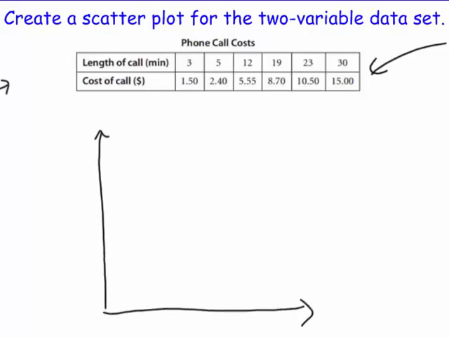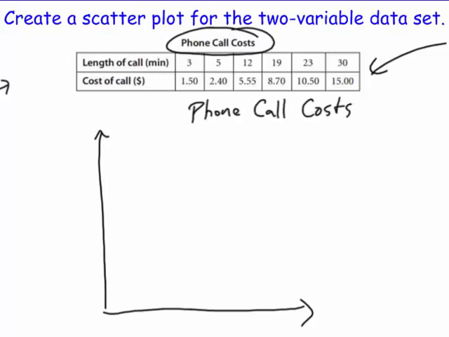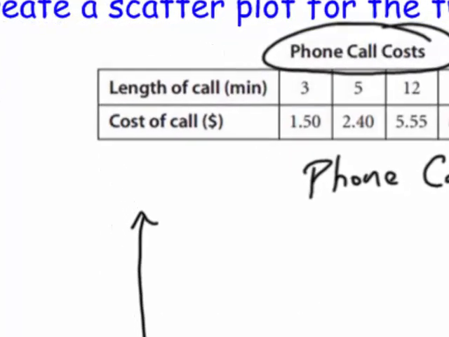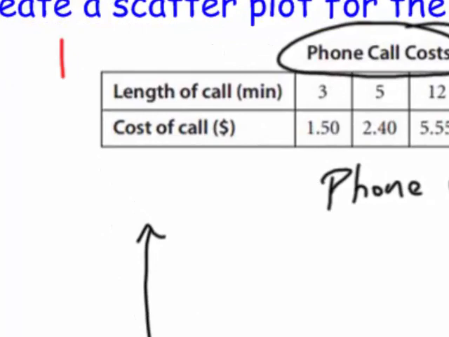Make a little L, and go ahead and put a title and your labels on it right away. So my title is right here, that table. So phone call costs. And which one do you think would go on the x-axis? Usually they list them in order, but always know that time always goes on the x-axis. I'd say you can almost guarantee that it's always going to go on the x-axis. So that's on the x, and that one's on the y.